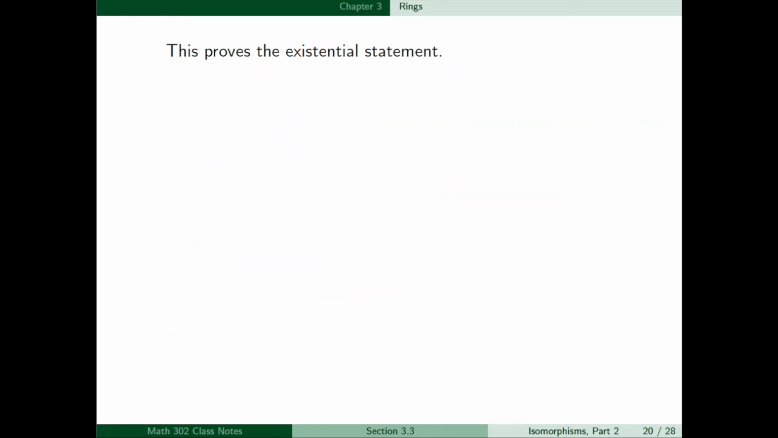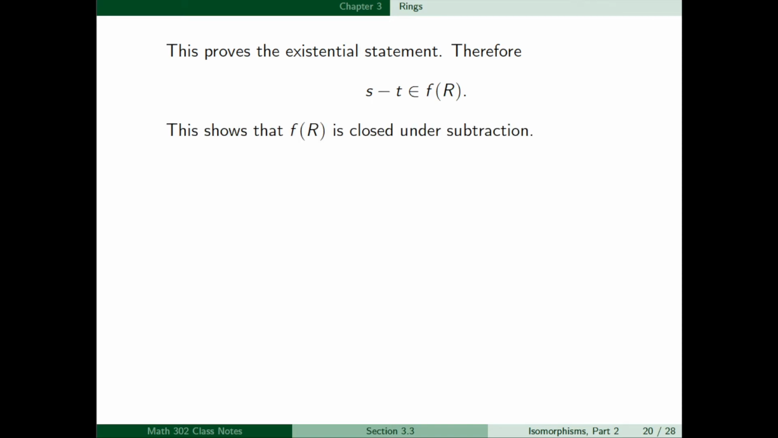And so this proves the existential statement, and therefore s minus t is in f of R, and this shows that f of R is closed under subtraction. Now the proof of SR2 will be similar, and so thus f of R is a subring of S.